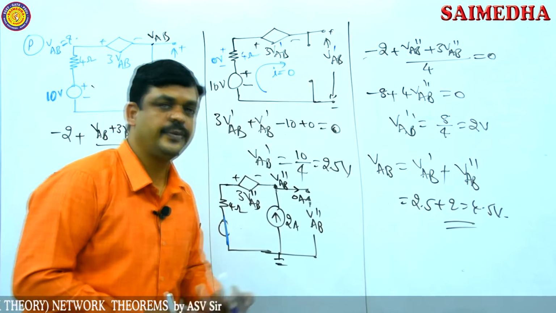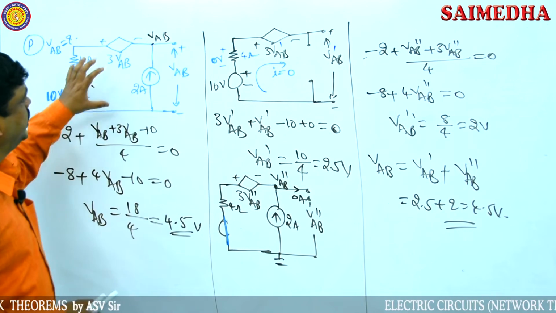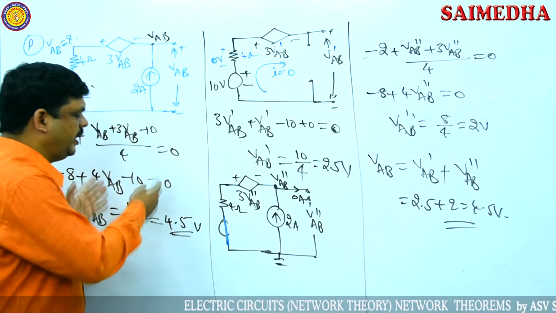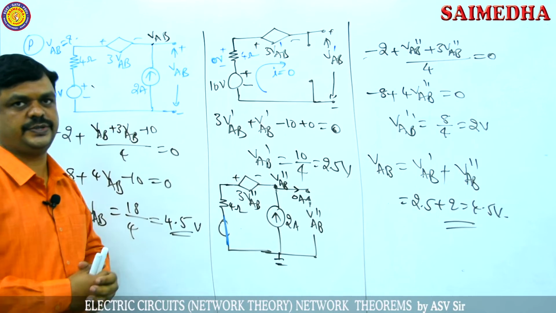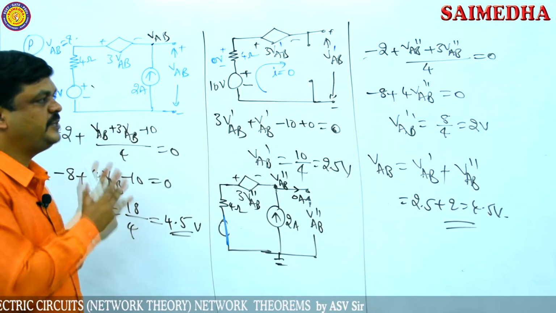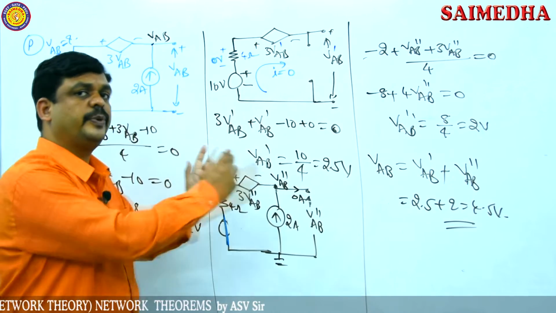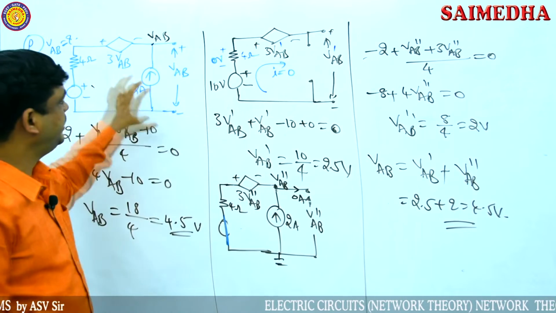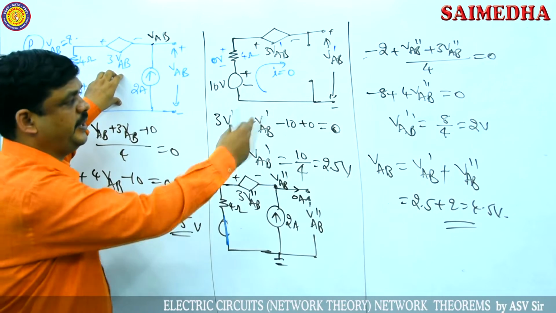There also it is 4.5 volts. See, if the question is to find VAB, directly apply nodal analysis, then find it out. Here I am explaining this problem using the superposition theorem. So how to apply the superposition theorem for the given network, that part I explained here.